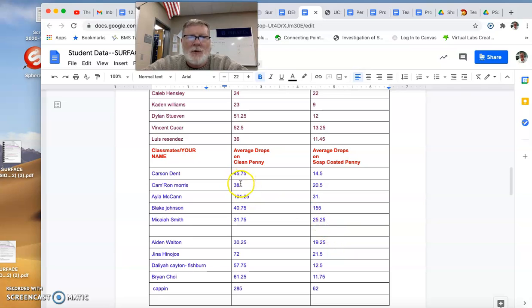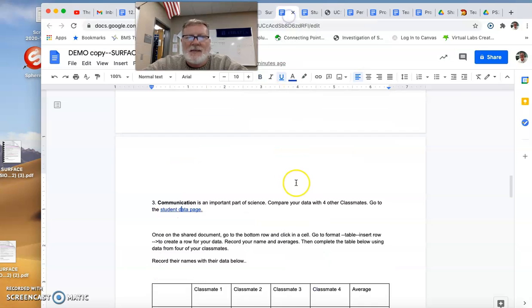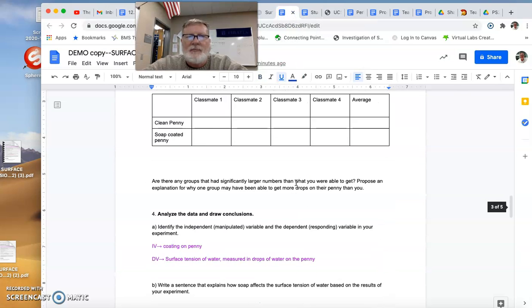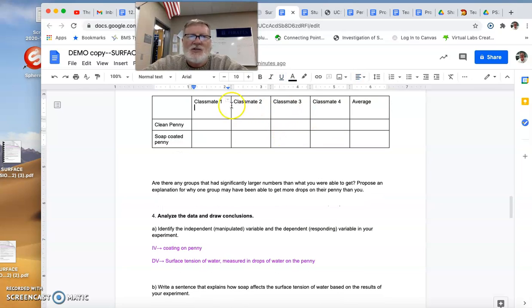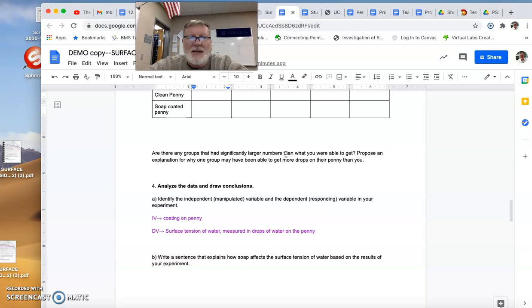You'll pick 4 students. So if I were to pick these 4, these would be my 4 drops on a clean penny. These would be my 4 drops on a soap-coated penny. And then I would average those in my data table as I complete my data. And then you'll do that again for 4 different classmates, identifying who they are and so forth. So you should have overwhelming evidence that adding soap to the penny reduces the surface tension on the penny.